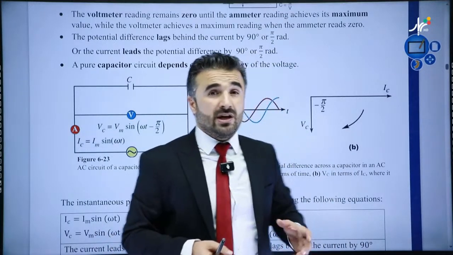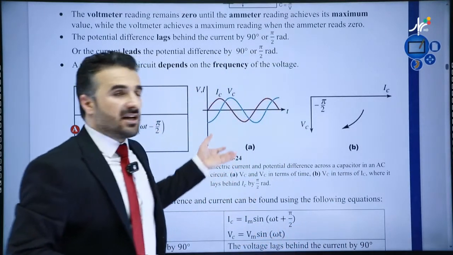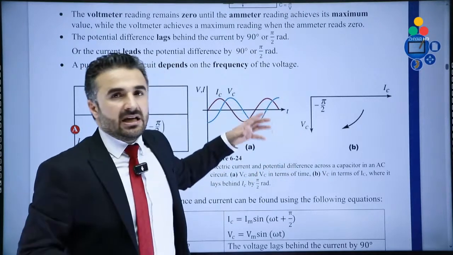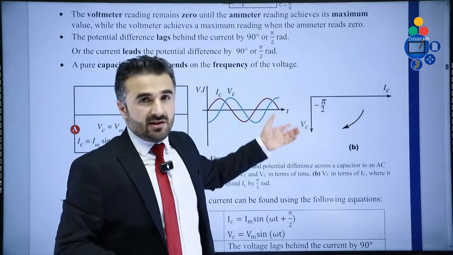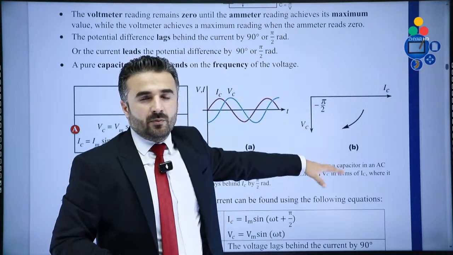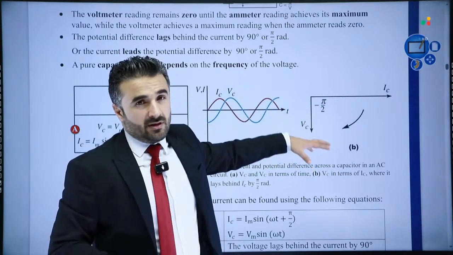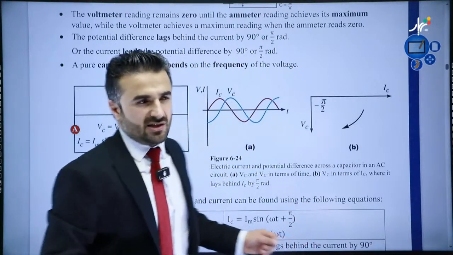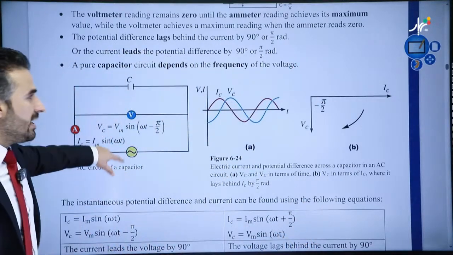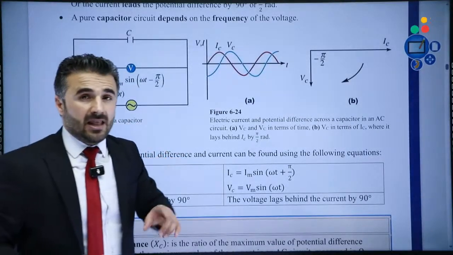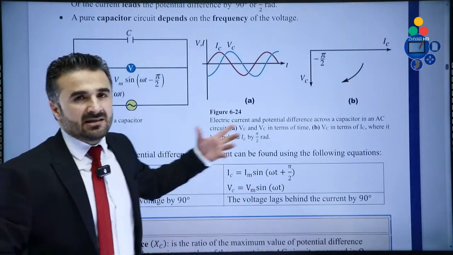So based on this, we can say when we connect a capacitor to an AC source, and of course have an ammeter and a voltmeter within the circuit, when the ammeter reads maximum, the voltmeter reads 0. Then the voltmeter becomes maximum, and the current, or the ammeter, shows 0. So based on this, the voltage here is not leading anymore, okay? What is leading is the current.